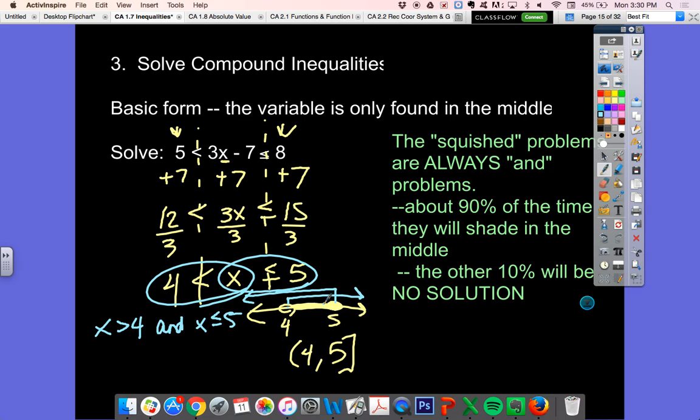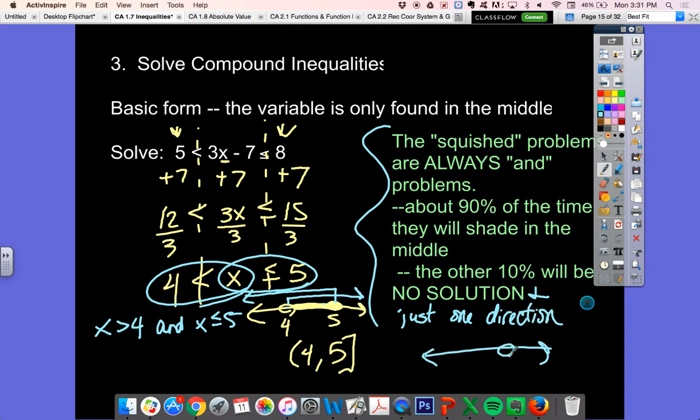By the way, most of the time AND problems are going to shade in the middle. I wouldn't say the other 10% will be no solution. It's going to be a mixture of no solution and just one direction. So you might end up with a problem that has these 2 values, but this one's going this way and this one's going this way. So we're just shaded over here on this end. So that is a possible way that an AND could end up shading.